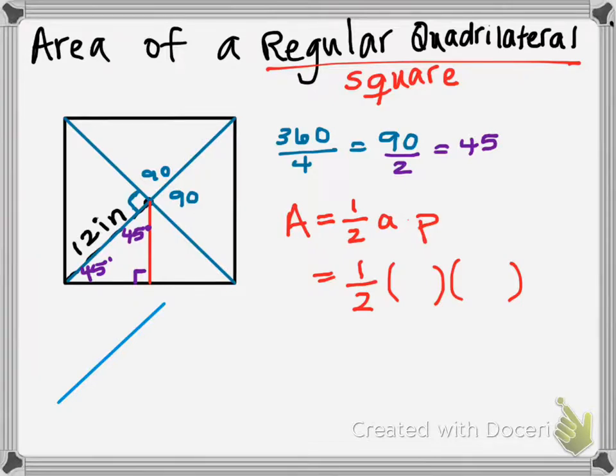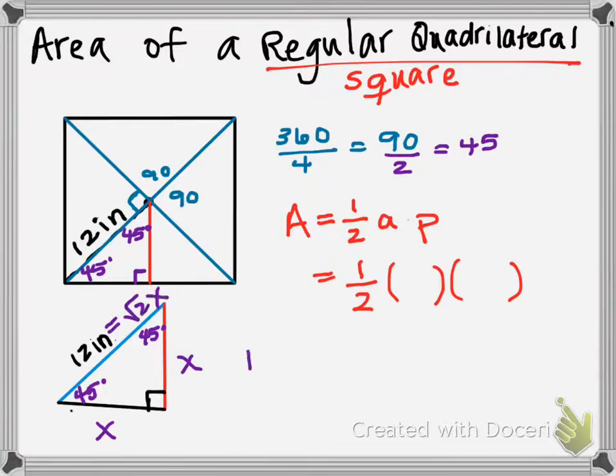So I'm looking for both of those things, but I can figure it out using that special right triangle I talked about. So I'm going to zoom in on that 45, 45, 90 triangle. I know my hypotenuse is 12 inches. And that's all I know. So all I can do is really start labeling side lengths. Well, I know in a 45, 45, 90 triangle that the two legs each have a value of x, and that the hypotenuse has a value of square root of 2x. So I'm going to use that information to figure out my apothem and perimeter.